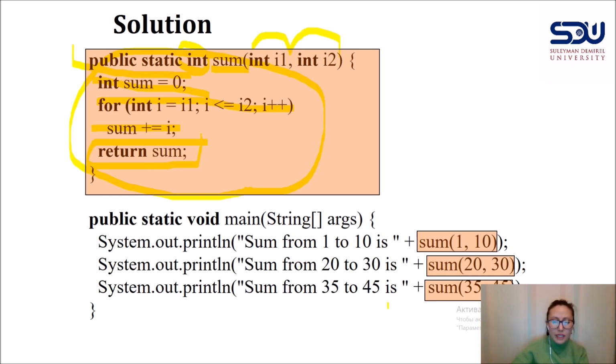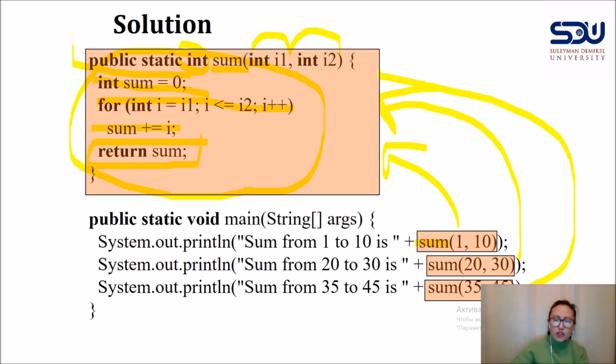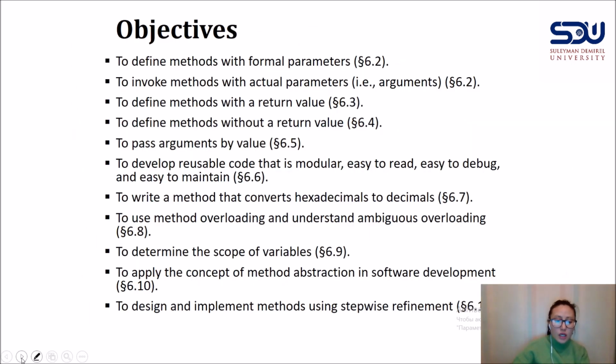Now, in our main method, when we call the method called sum for 1 to 10, from 20 to 30, or in any range of numbers, it will perform the same actions, and there is no need to write and duplicate the same lines of code. In this topic, we will cover a lot of objectives like defining methods, passing arguments, using method overloading, determining the scope of variables, and so on.